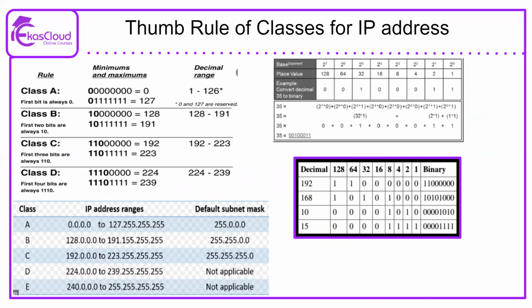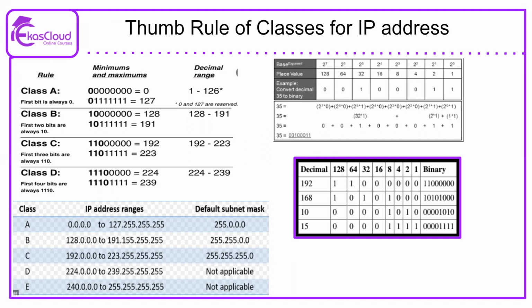As we can see on this slide, I'm going to talk about the thumb rule of classes for IP address. I can see 4 different pictures, and all of them tell different stories. We're going to go by the first picture, which talks about the thumb rule notation, the minimums and maximums, and the decimal range. As per the internet standards, IP addresses are classified as class A, class B, or class C, and there is a certain rule for each of the classes.